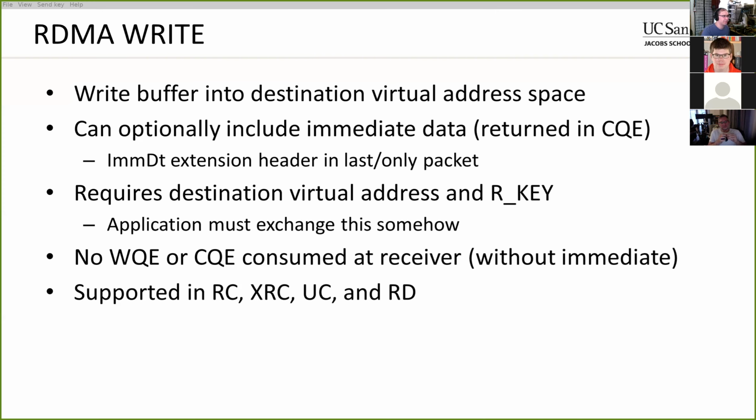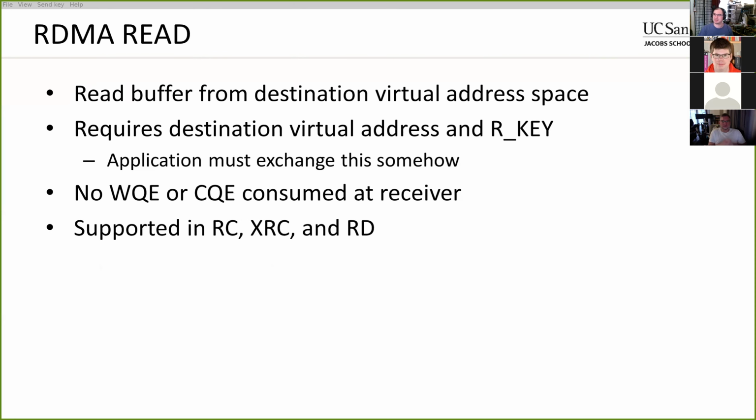Right. And then we have RDMA read. RDMA read is the converse of RDMA write. It allows you to read a block of data from the destination virtual address space. And this requires a destination virtual address and an R key, same as RDMA write. Again, the application somehow has to exchange that information. RDMA reads, same as RDMA write, don't consume any work queue entries or completion queue entries at the receiver, and it's supported in RC, XRC, and RD. Pretty straightforward.